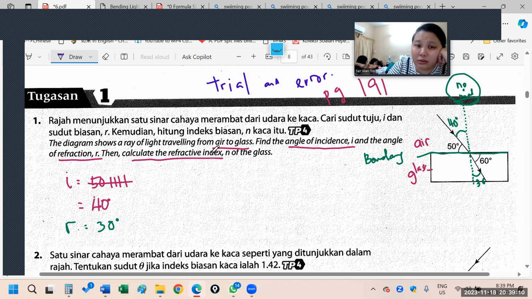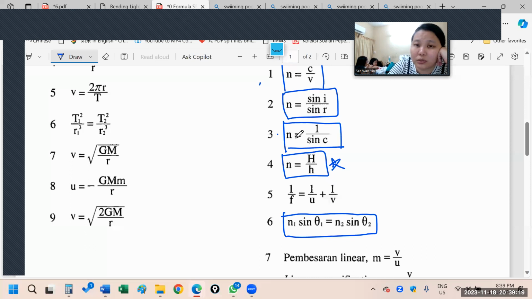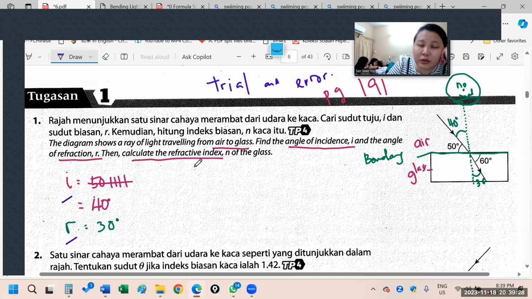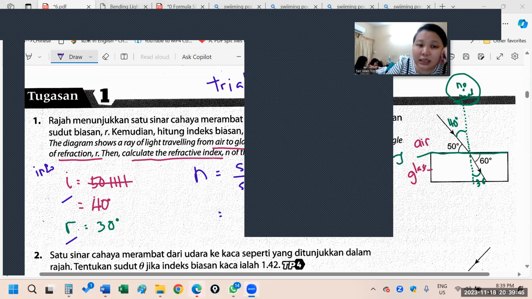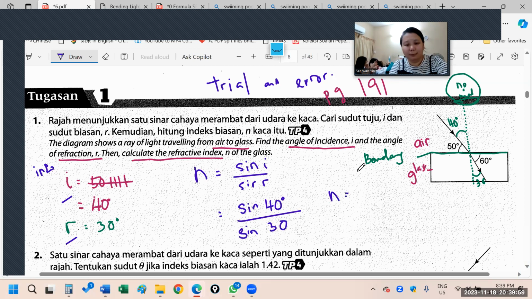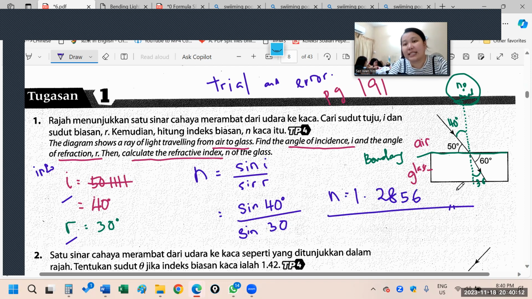So now, how to calculate the refractive index since we have I and R? Which formula is more suitable? Yes, number 2. So we use the formula n equals, always write the formula first, sine I over sine R. Then we substitute. So it is sine 40 divided by sine 30. So n equals 1.2856.